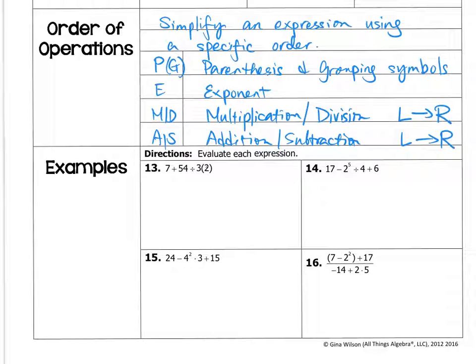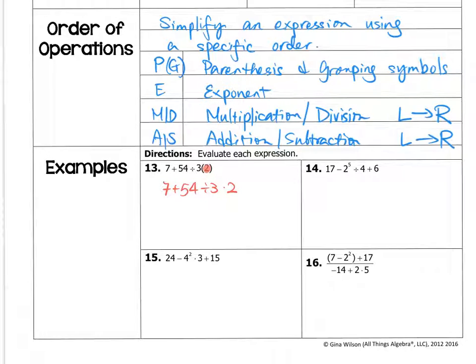Oops, that's a pen. I was trying to do a highlighter right here. So I have to take care of that parentheses first. There's nothing in the parentheses other than the number, so I'm simply taking that number out of the parentheses, right? I don't have exponents.